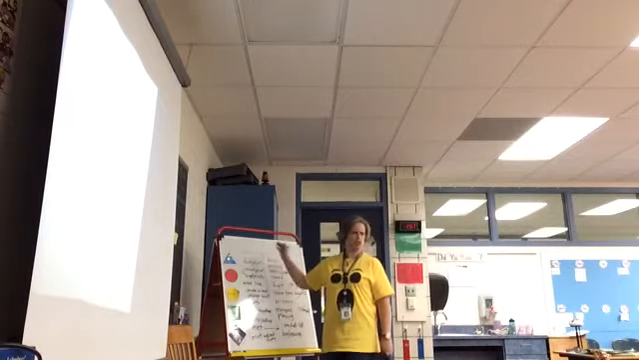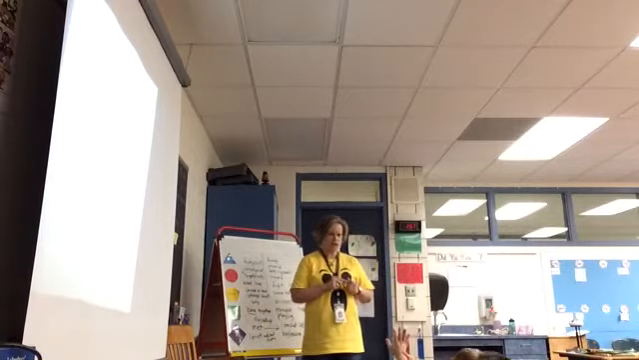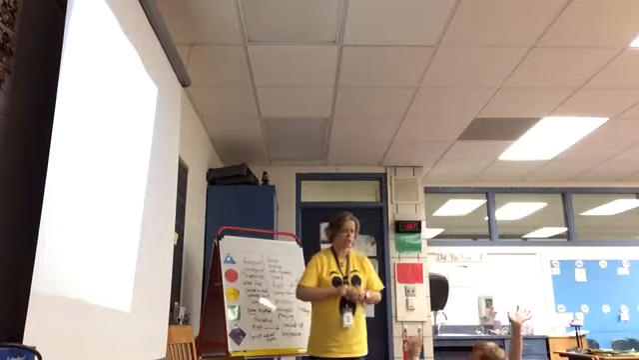Why did I put them in two columns like this? How did I sort them? Talk in your groups again. How did I sort them?